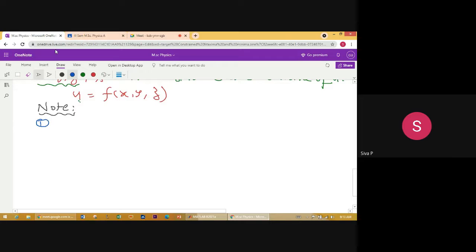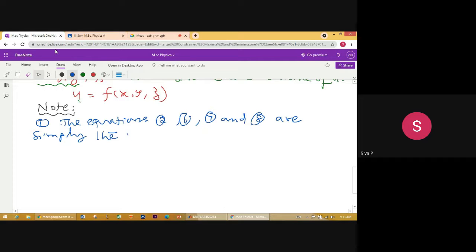First note: the equations 2, 6, 7, and 8. The last three equations are simplifying, or simply, the necessary condition for the extreme.